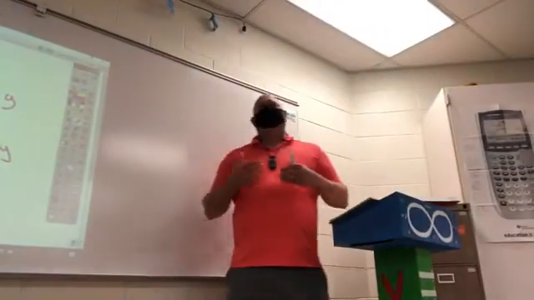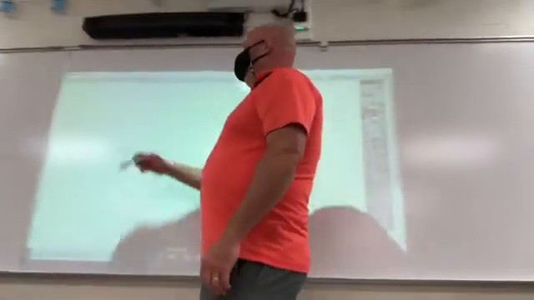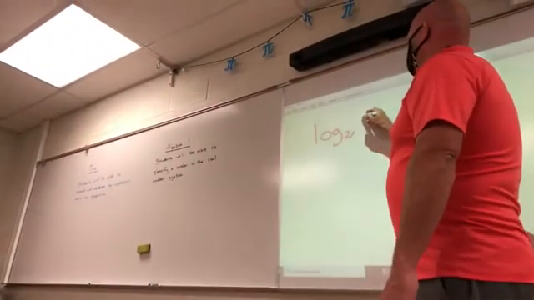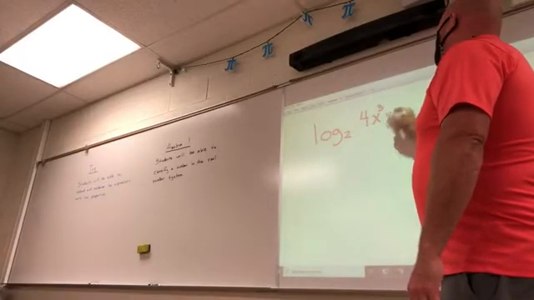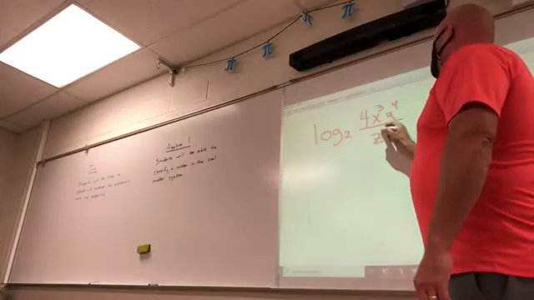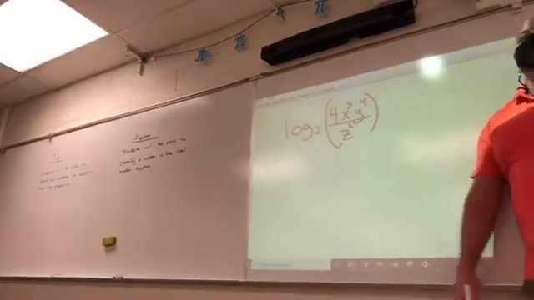So here's basically what we can do with those. If you see a crazy logarithm, like log base 2 of 4x to the third power y to the fourth, all divided by z squared, that whole thing is in the of.